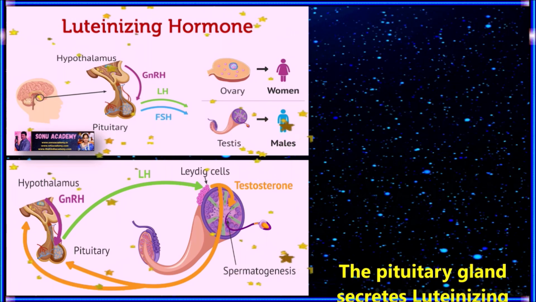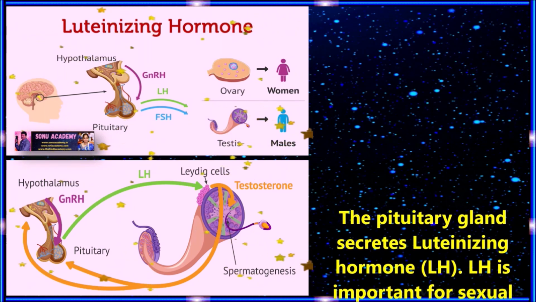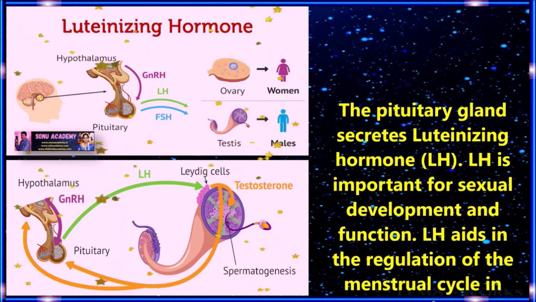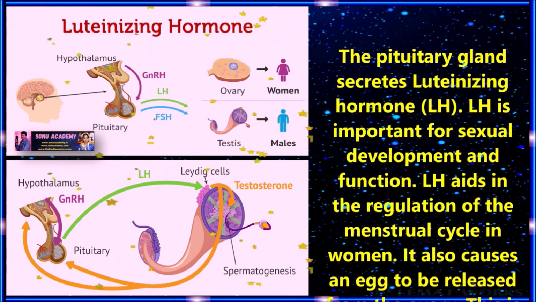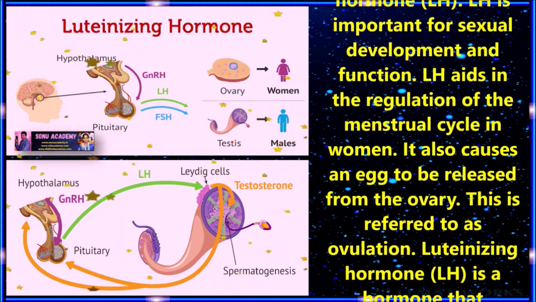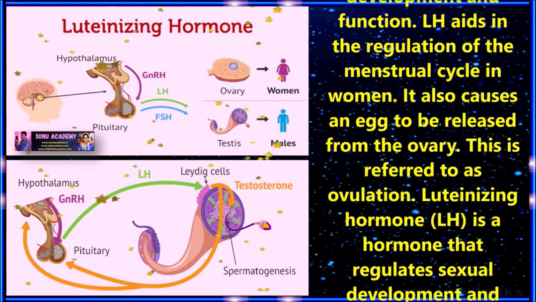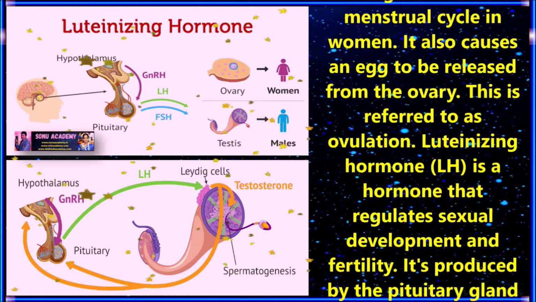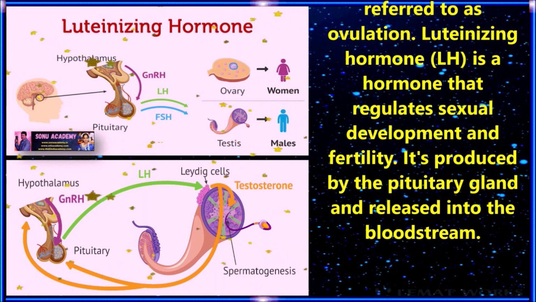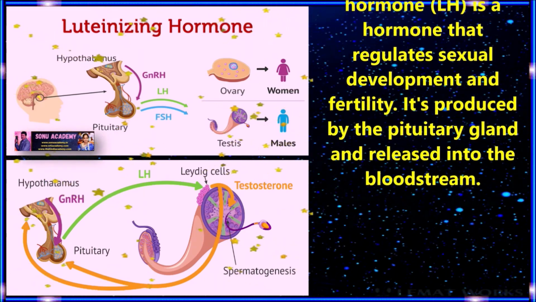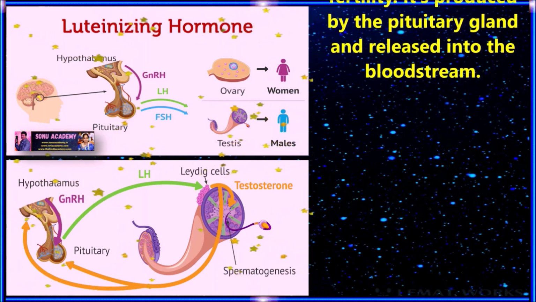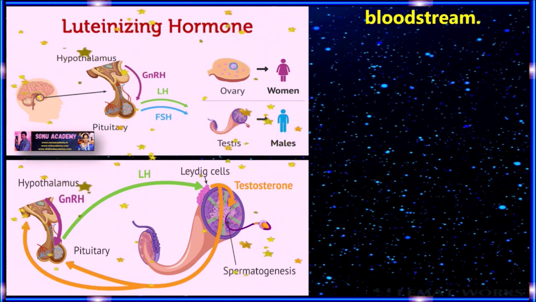Children, now let us discuss luteinizing hormone. Luteinizing hormone is released by the pituitary gland and it is important for sexual development and function. LH aids in the regulation of the menstruation cycle in women. It also causes an egg to be released from the ovary, which is referred to as ovulation. Luteinizing hormone, LH, is a hormone that regulates sexual development and fertility. It is produced by the pituitary gland, as we already discussed, and released into the bloodstream.